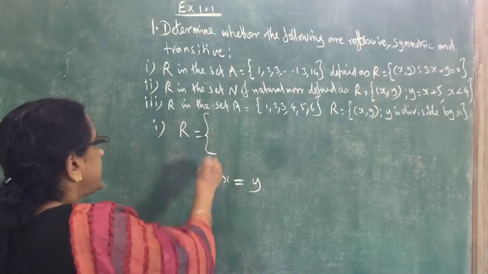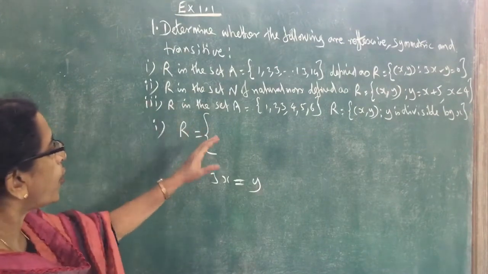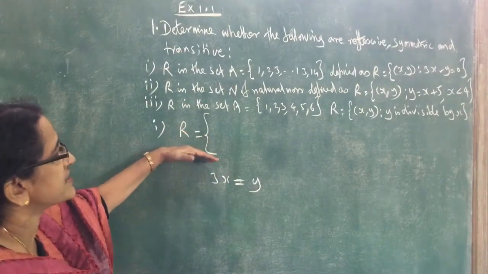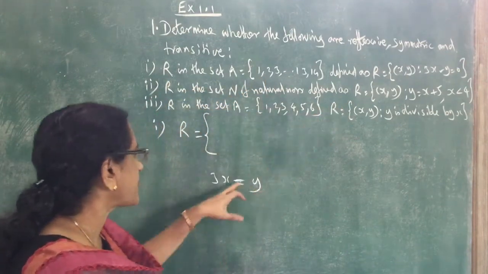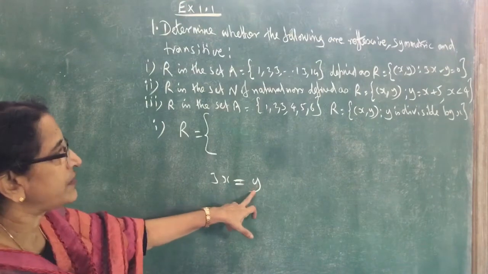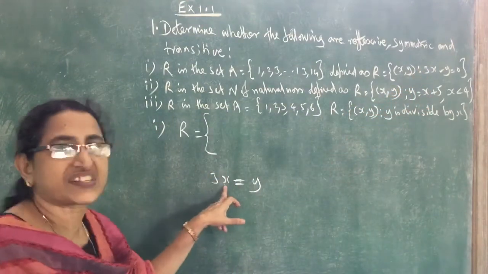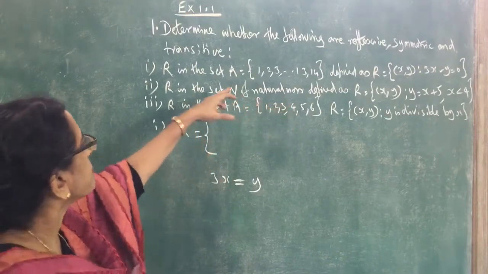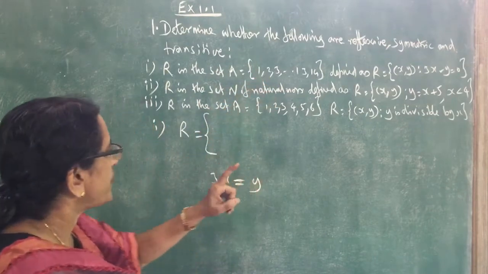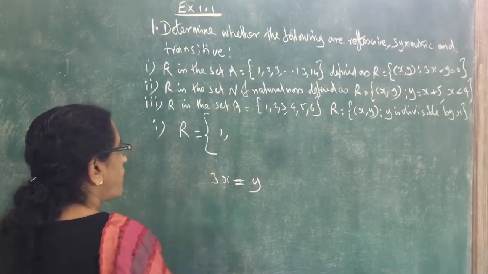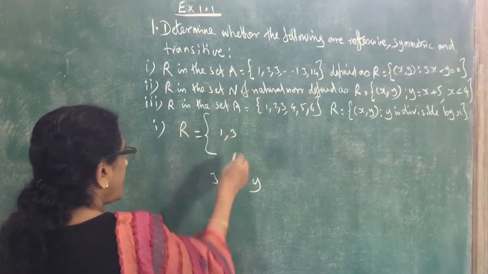In all relations, all the elements are ordered pairs. So we can write all the ordered pairs belonging to the relation R in the first question. Here y equal to 3x. That means the second element equal to 3 into the first element. Consider one element belonging to A, 1. When x equal to 1, the second element is 3 into 1, so 3.